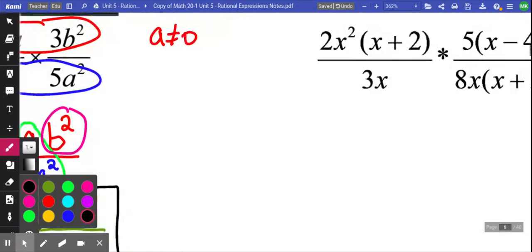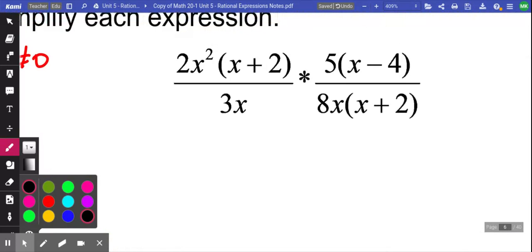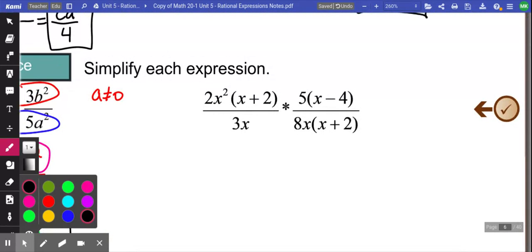Cool. This one. First step is factor. It's already factored for you. Second step is state your NPVs. My NPVs are things that cause me to divide by 0. X cannot equal 0. It also cannot equal negative 2. If x equaled 0 there or there, the whole thing would be multiplying by 0. And if x equaled negative 2 right there, that'd be no good.